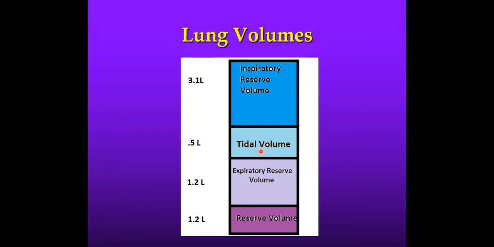Inspiratory capacity. And it is 3.6 liters. But think about it. 0.5 plus 3.1 is what? 0.5 tidal volume plus 3.1 is 3.6 liters. Okay. So inspiratory capacity will be from here all the way up here. That's my inspiratory capacity, which is my tidal volume plus my IRV, which is 3.6 liters.